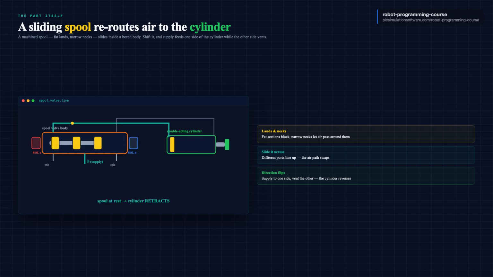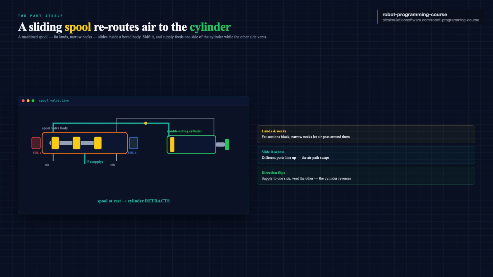As the spool shifts, those lands and necks line up with different ports drilled into the body. So in one position, the valve connects supply to one side of a cylinder and vents the other side. Slide the spool across, and it swaps. Now supply feeds the opposite side, and the first side vents. Same valve, same air, completely different path. That is the trick. Move the spool, change the direction.